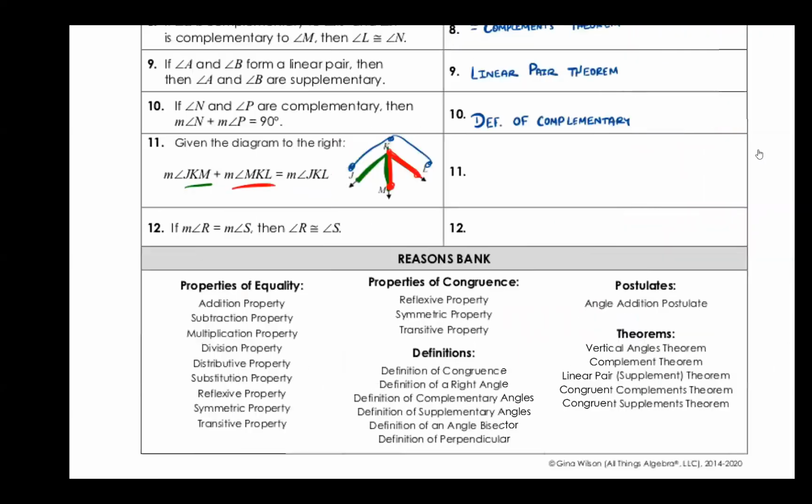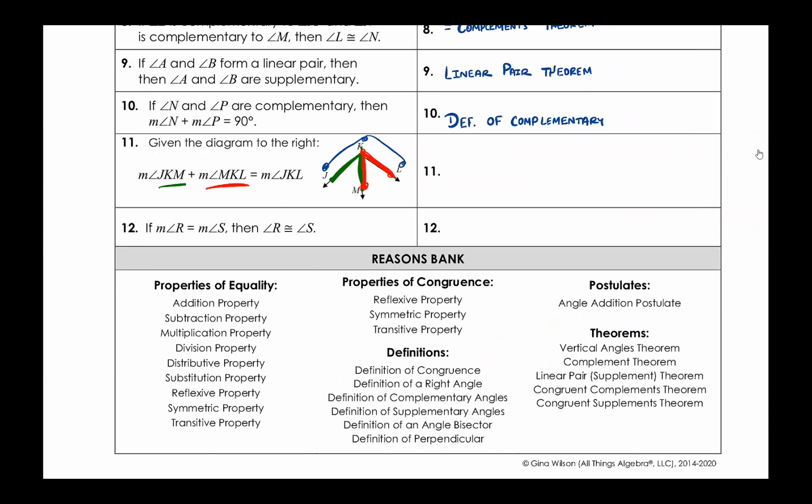Come on, stay in there. What are you doing? Angle addition postulate. Oh, Peter.